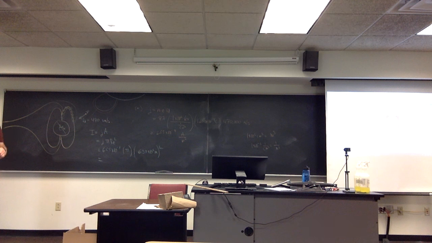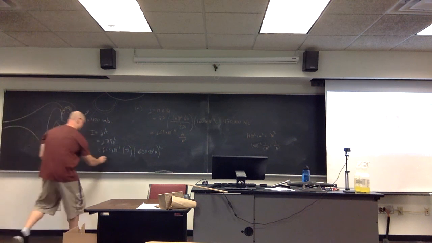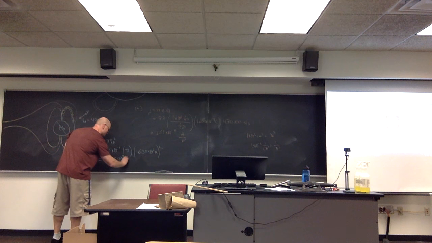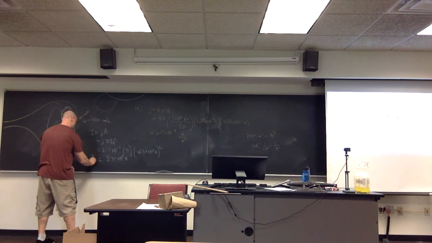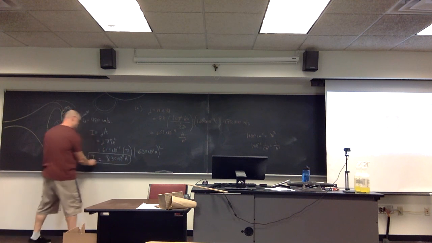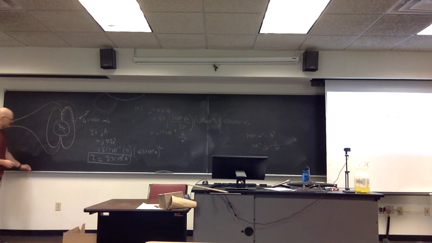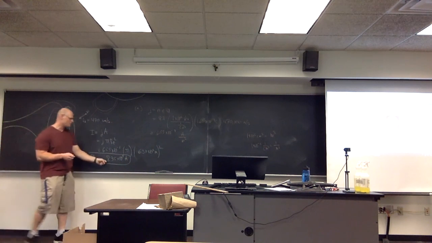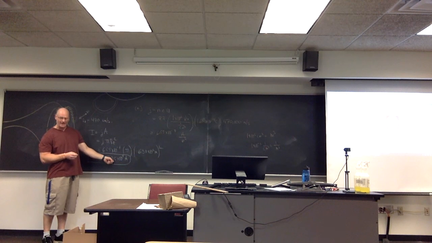Got 8.35 times 7^7. That's not exactly. 8.35 times 10 to the 7th amps. So that means that if the Earth's magnetic field did not exist, we would have a constant current basically across the surface of the Earth, which would be about 8.35 times 10 to the 7th amps.